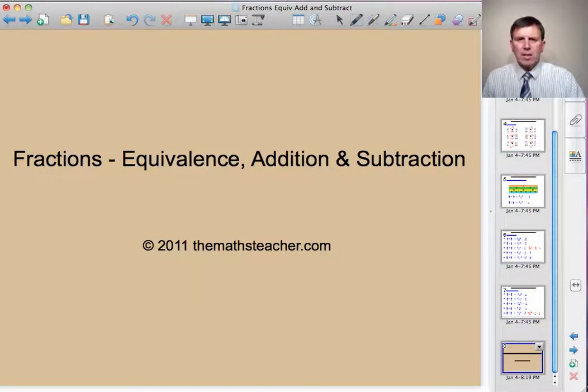Right, that concludes this lesson on fractions. We've looked at equivalent fractions, and exercise A was based on that. And we've looked at addition and subtraction of fractions, and exercise B will give you practice at those techniques.